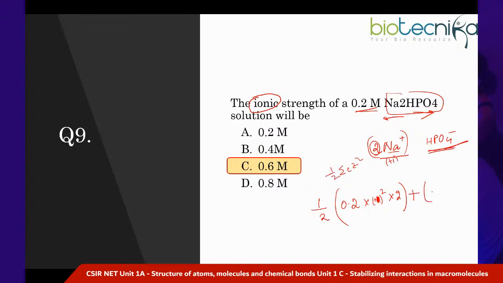So how much will this one be? Same. C will be 0.2 into, this is minus 1 charge, so minus 1 into 2. If you solve this, you will get 0.6. Did everyone get it? So the correct answer is option C. Just check if you have got this calculation or not. Okay, shall I move forward then? Did you get it?